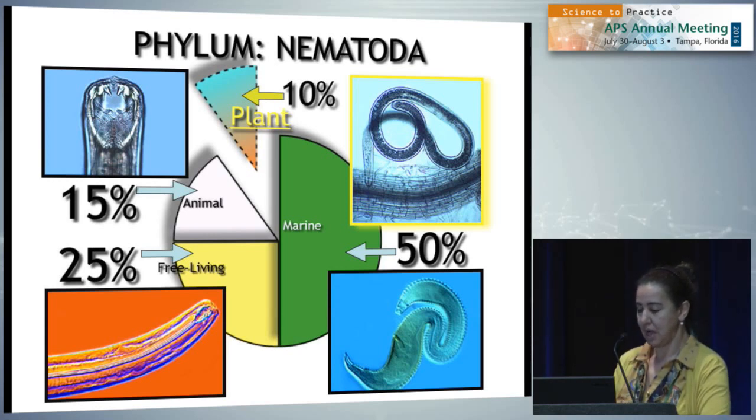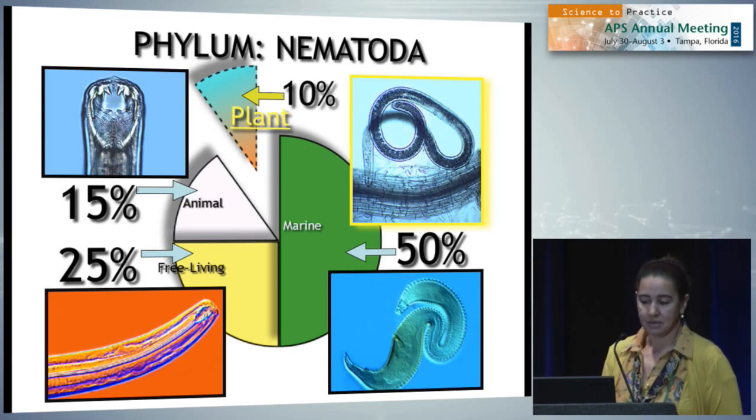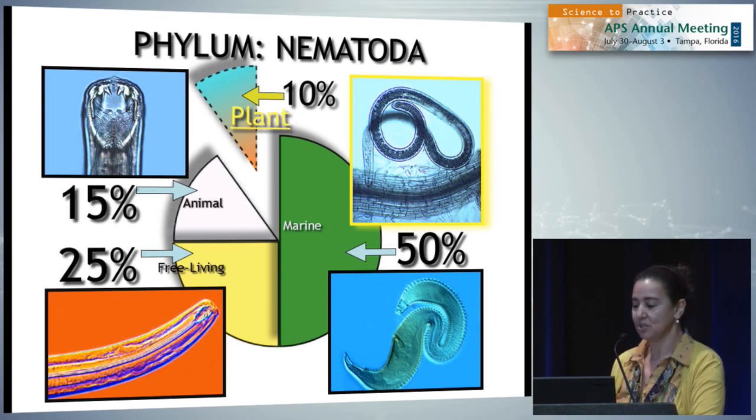Some of them are animal-associated nematodes, which cause diseases. Some are free living, and you probably heard of Caenorhabditis elegans, which is the genetic model in animals. The plant nematodes, which I'm going to talk about today, account for only 10% of the nematode phylum.